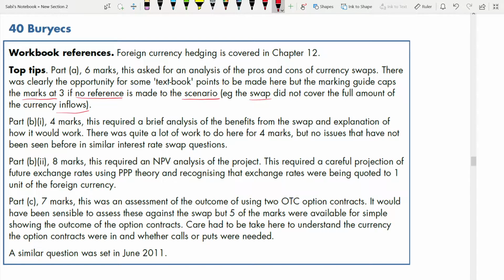Part B, this is for 8 marks. This required an NPV analysis of the project. This requires a careful projection of future exchange rates. You see, using what? PPP. What is PPP? Purchasing Power Parity Theory. And recognizing that exchange rates were being quoted to 1 unit of the foreign currency.